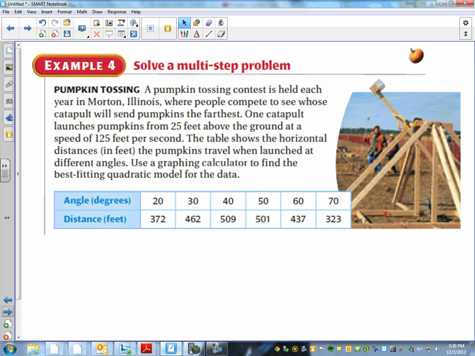Last thing, example 4, solve a multi-step problem. Here we're talking about pumpkin tossing. So what we want to do is we want to write an equation of the quadratic model for this data. So here, let's just see what pumpkin tossing is. So I'll show you a video of that.